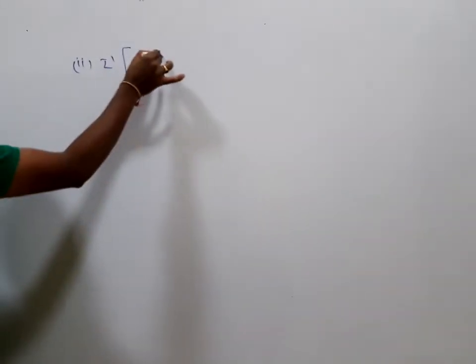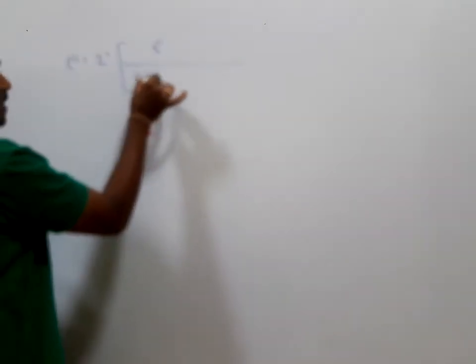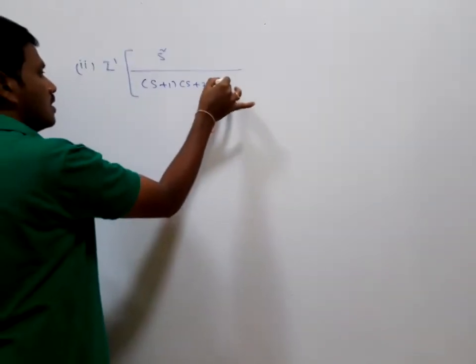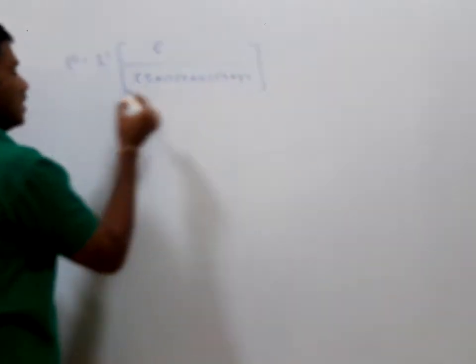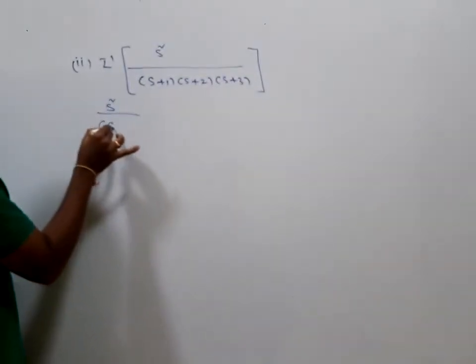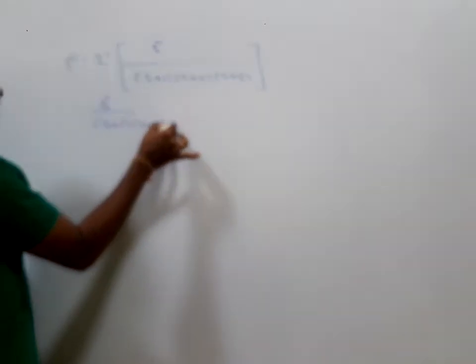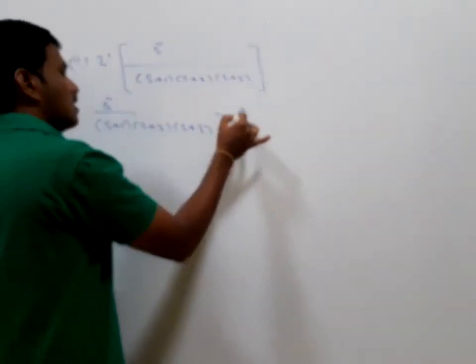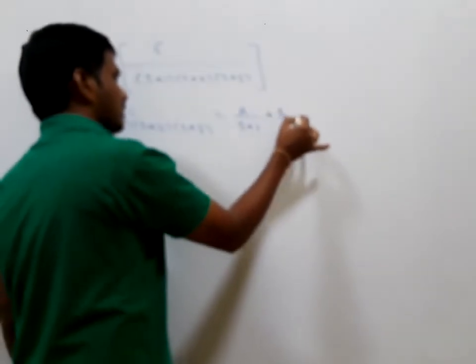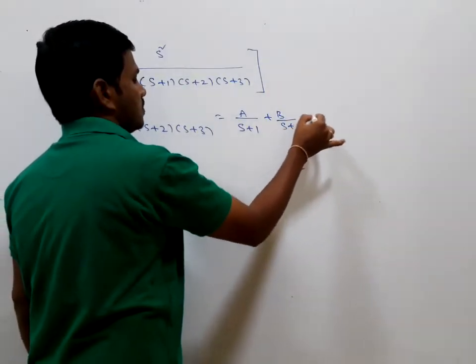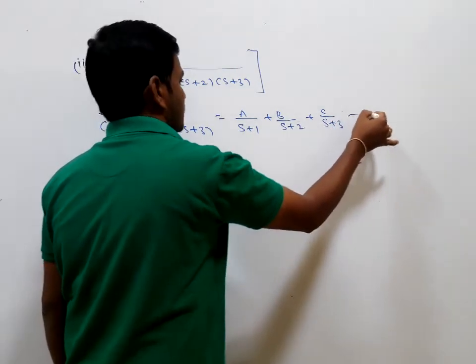Next one is L inverse of s square divided by (s plus 1)(s plus 2)(s plus 3). So s square divided by (s plus 1)(s plus 2)(s plus 3) is equal to A divided by (s plus 1) plus B divided by (s plus 2) plus C divided by (s plus 3). Say this is equation number 1.